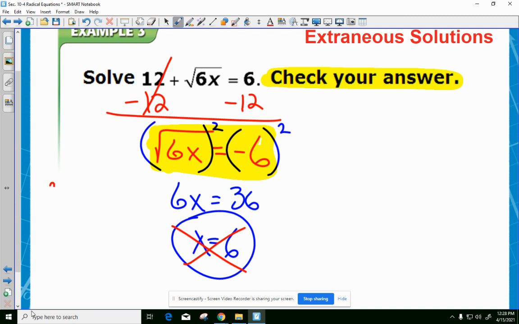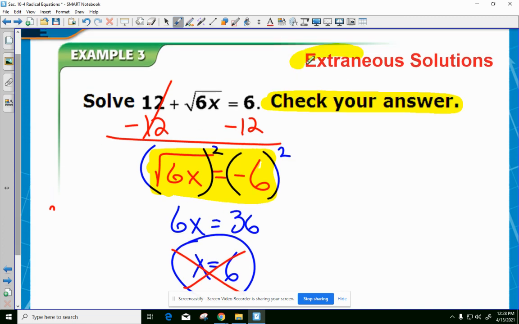So basically what I did is I made something that wasn't real in the first place. That's what we mean when we say an extraneous solution. You create something that isn't really possible. So unfortunately, when we're doing square roots, we have to be aware that we could actually make an answer that's not real.